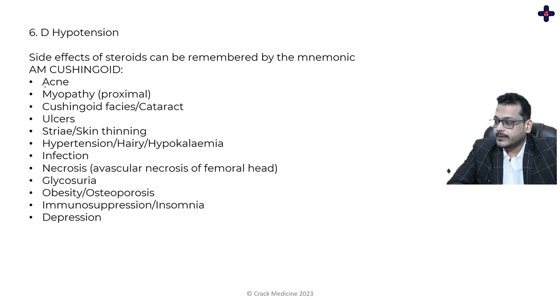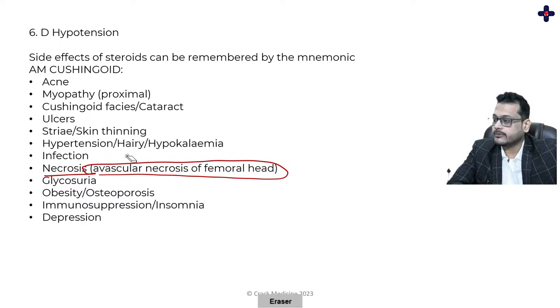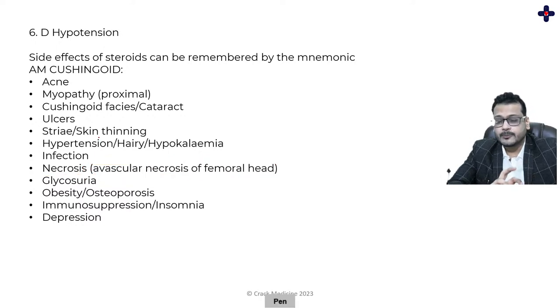A is for acne, myopathy, Cushingoid facies, Cushingoid appearance, right? That is definitely there. It also causes cataract. Ulcers are very important, guys. Long-term administration, you definitely have to think of ulcers. Striae and skin thinning can be seen. Now, one of the notorious side effects of steroids is AVN, right? Avascular necrosis of the femoral head. So once you're giving long-term steroids in older females, be very wary of this particular side effect, AVN, right?